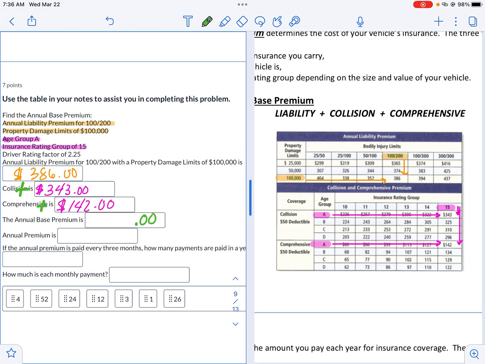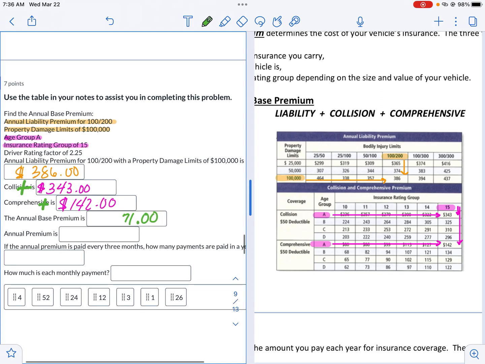6 and 3 is 9 and 2 is 11. 9 and 4 is 13 and 4 is 17. 4, 5, 6, 7, 8. I think you get 871. Let me add them together on my calculator, make sure I'm right. 386 and 343 and 142 is 869. Good Lord, did I type that in wrong? 386, 343, 142 plus 2. 871. I am correct. 871 is the right number. I didn't calculate it correctly on my calculator.